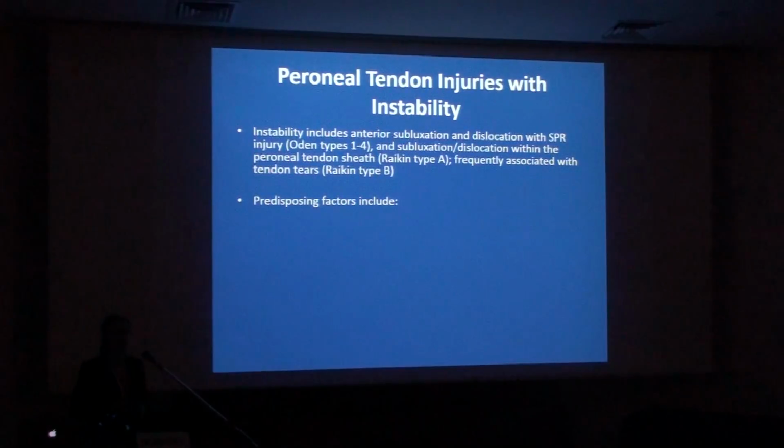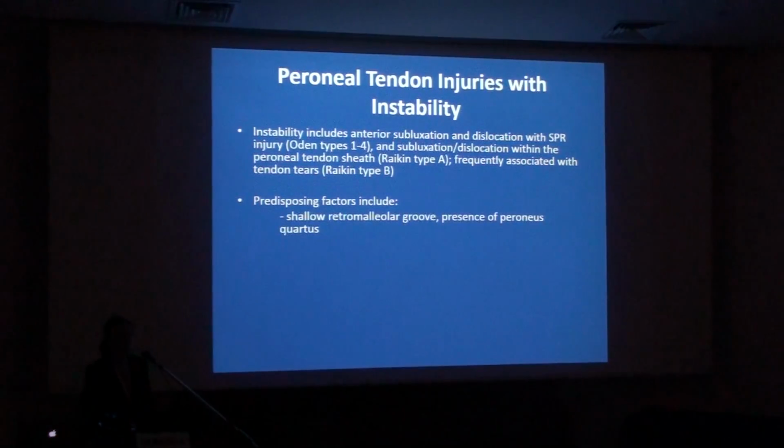And that can be in both situations with intact tendons, and that's classified as Raikin type A, or if you have a brevis split, and then longus invaginated between two hemitendons of the brevis, that's Raikin type B.